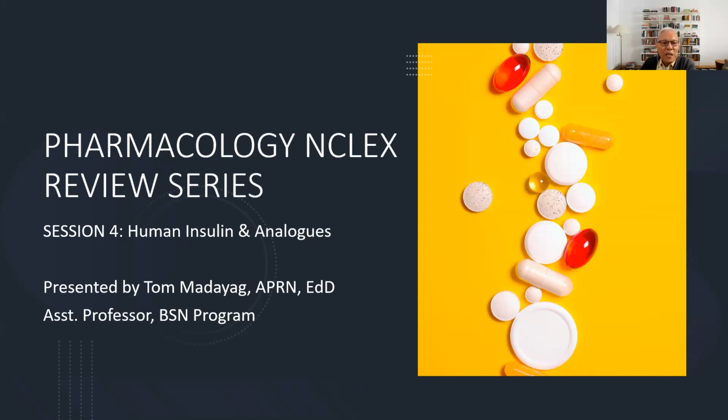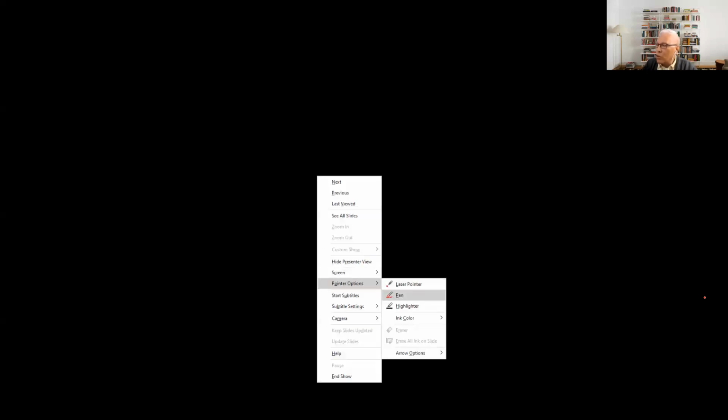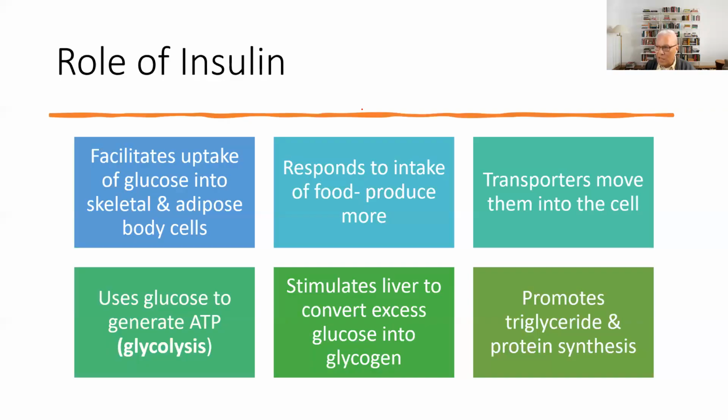All right, so insulin functions in many ways. As a review, it facilitates the uptake of glucose into the skeletal and adipose body cells. You remember that insulin works via passive transport, facilitating the entry of glucose into the cells. If we have a lot of glucose in the bloodstream, it has got to be utilized. If this is the cell, the glucose is transported by a carrier, and that carrier is insulin. That's why it facilitates the uptake of glucose into the skeletal and body cells.